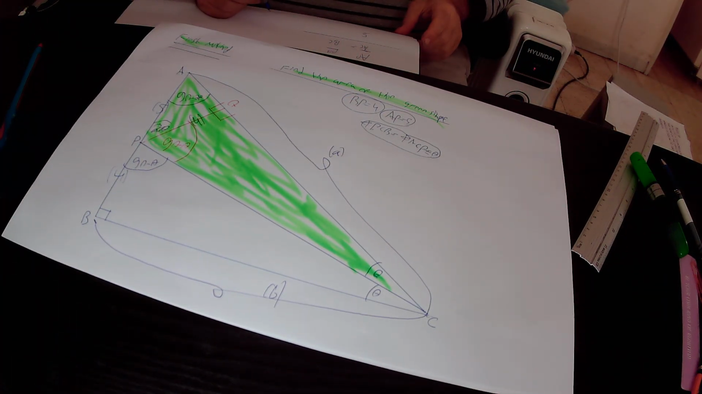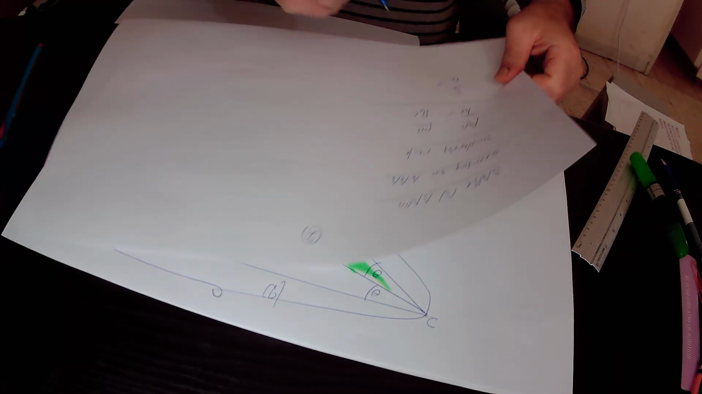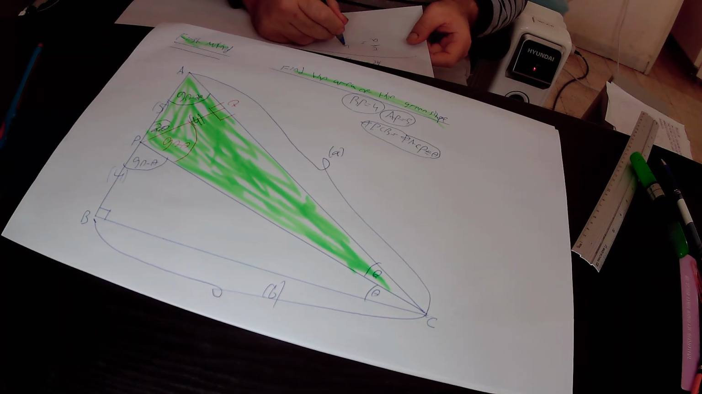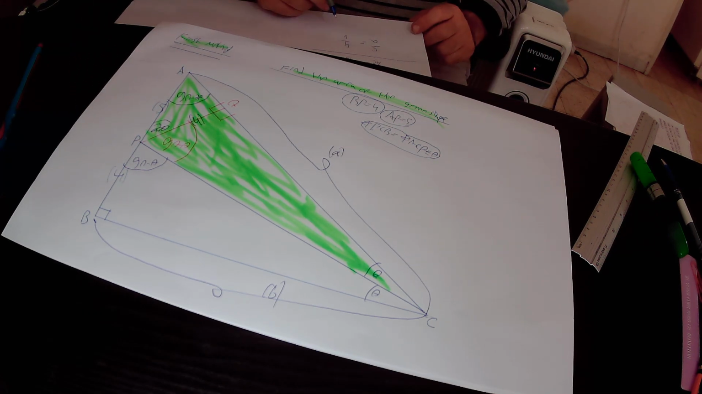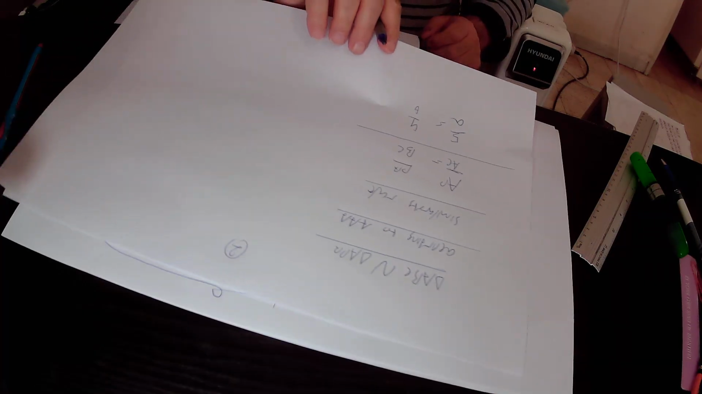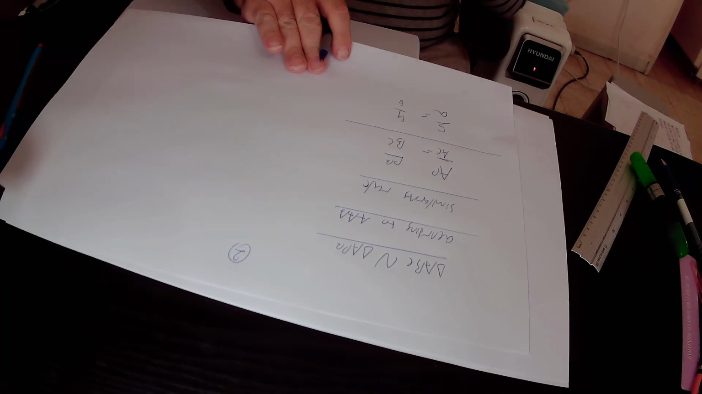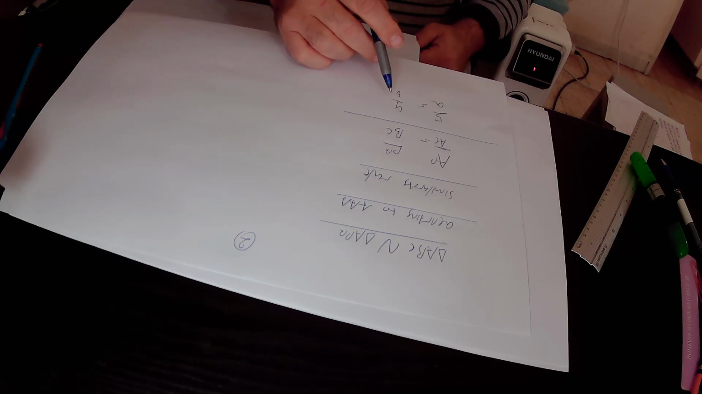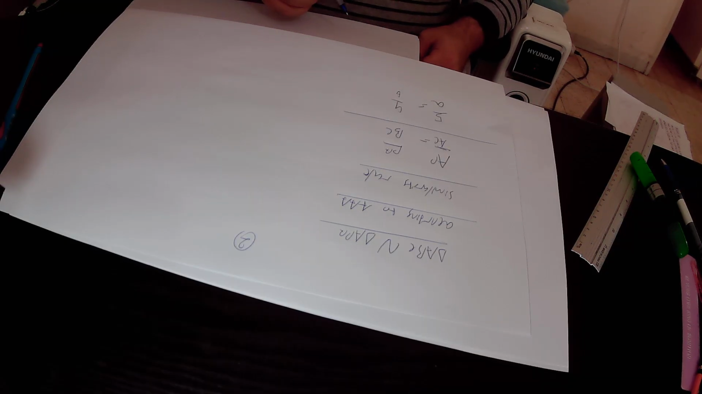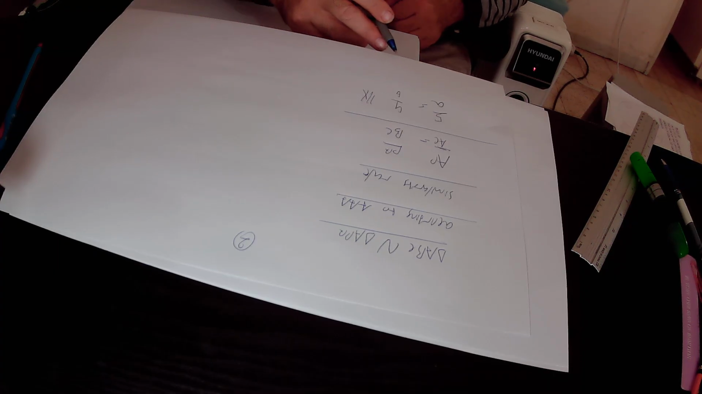So AP is 5, so AP over AC, AC is A according to our definition, equals PQ over BC. PQ is 4, and BC is B according to our definition. So in total, we found out that 5 over A equals 4 over B. Here we cross multiply this equation, and we get that 5B equals 4A.